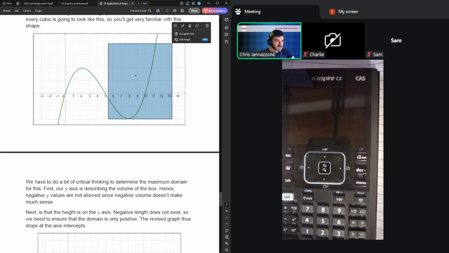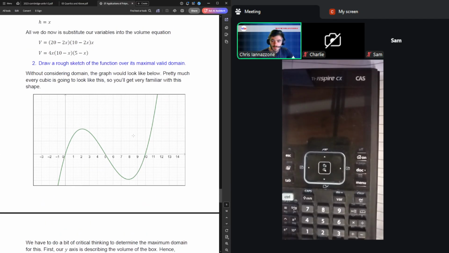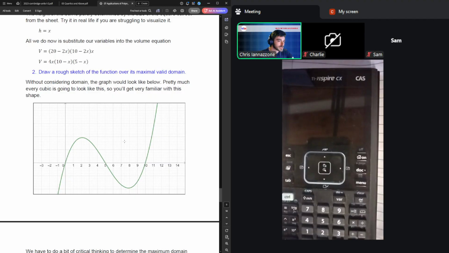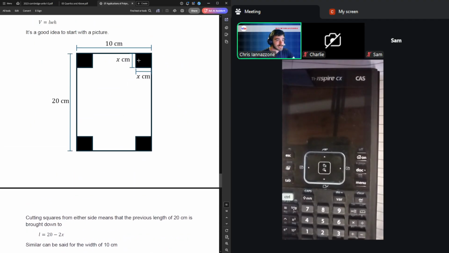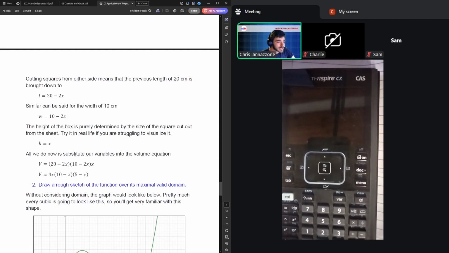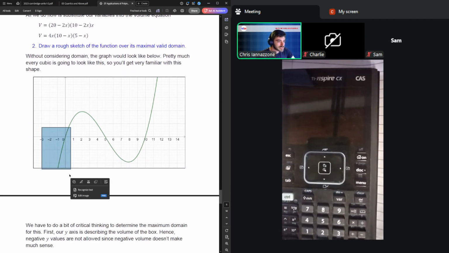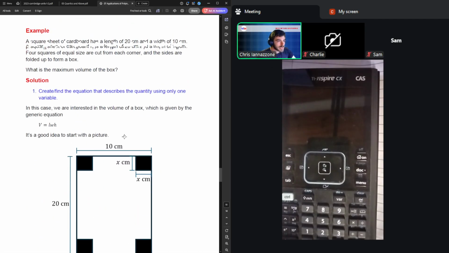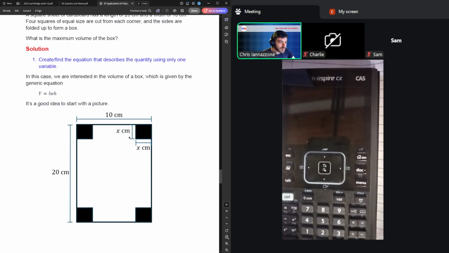The reason why the rest of the graph isn't valid is because we're working with an application, right? What x actually is, is a physical quantity. It's the cut out of the cardboard or paper or whatever we have. So you can't cut out negative from it, so all this negative x is irrelevant. And you can't cut out too much either.